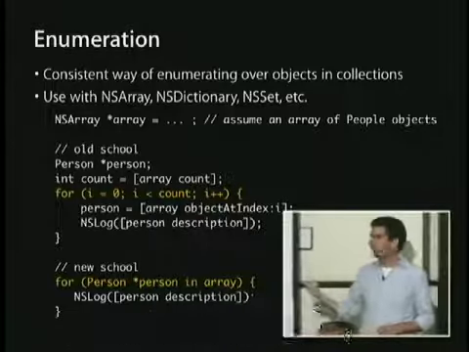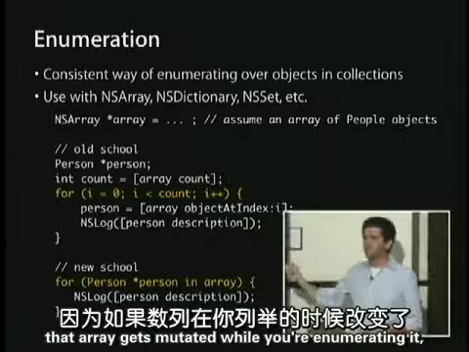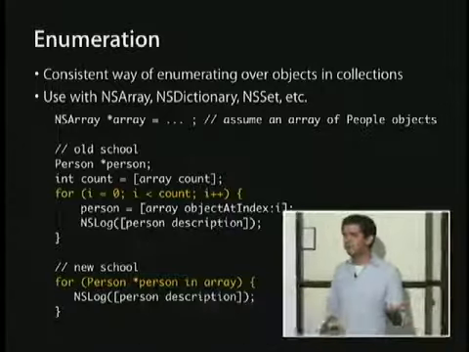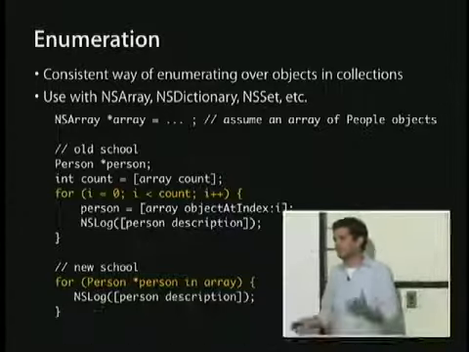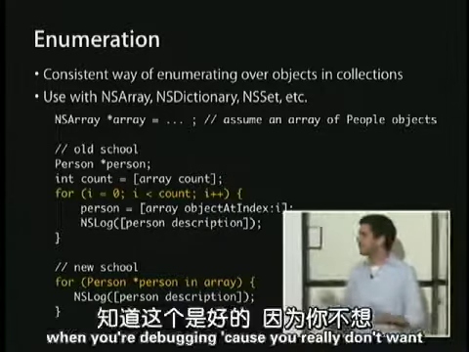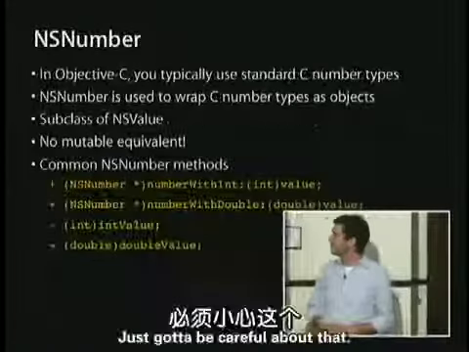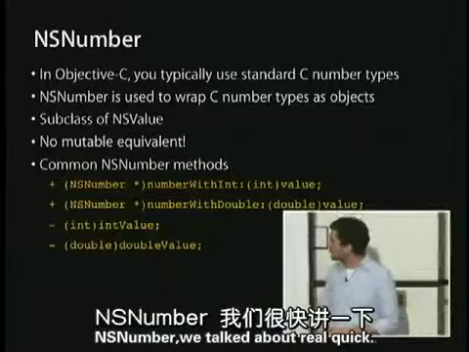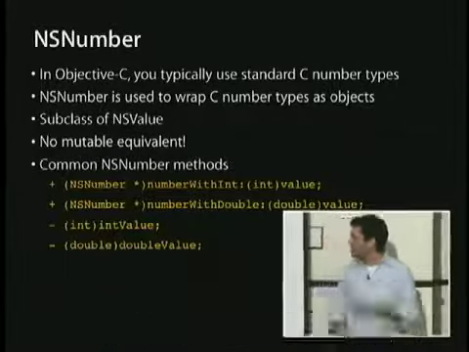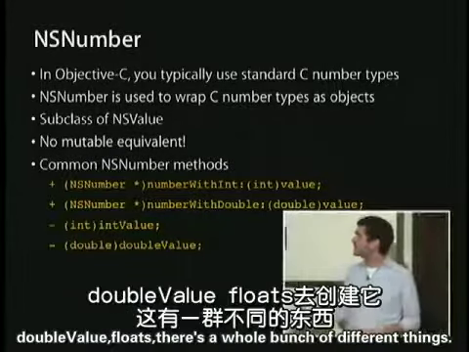This is a little bit safer because if that array gets mutated while you're enumerating it, it's going to throw an exception. I mean, you wouldn't want that to happen in shipping code, but it's nice to know when you're debugging because you really don't want to be changing the array while you're enumerating it. Just got to be careful about that. NSNumber we talked about real quick. You can create it with an int, double, get intValue, doubleValue, floats. There's a whole bunch of different things.